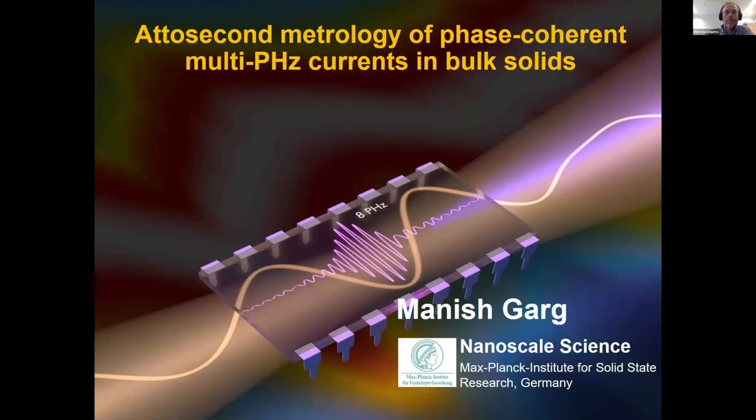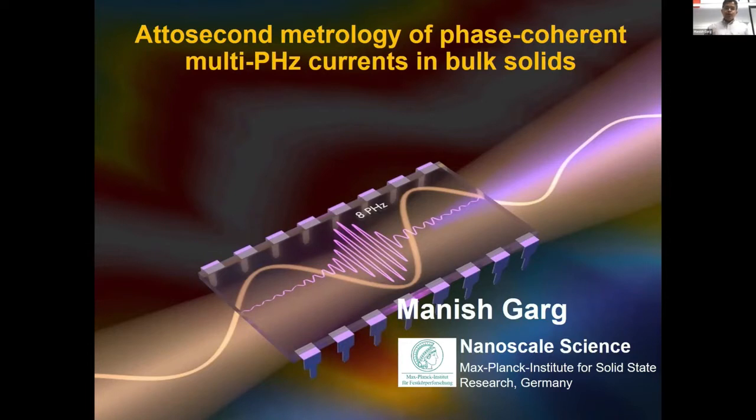Thank you, Marcelo, and I'm also thankful to other organizers for this opportunity to present this work. In the next half an hour or so, I'm going to show you how one can generate and measure phase-coherent multi-PHz currents in bulk solids. These currents are generated when one shoots bulk solids with ultra-short intense laser pulses, and this can also be done in ultra-thin nanofilms.